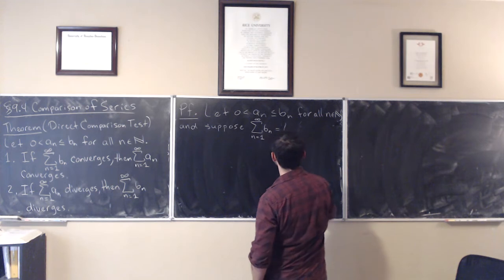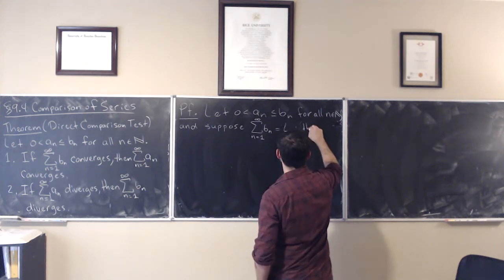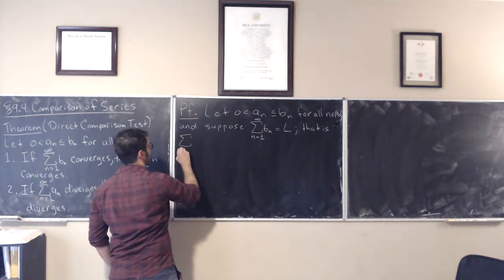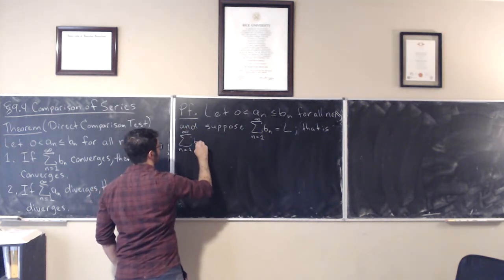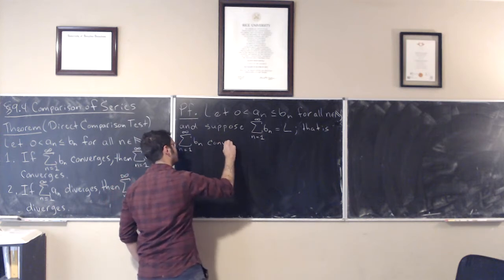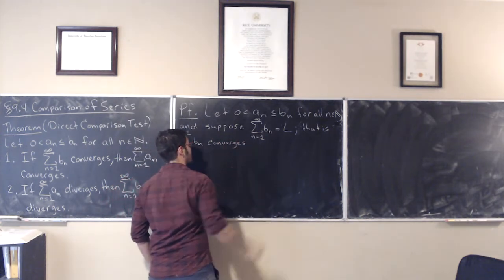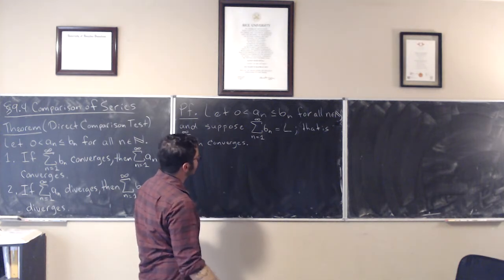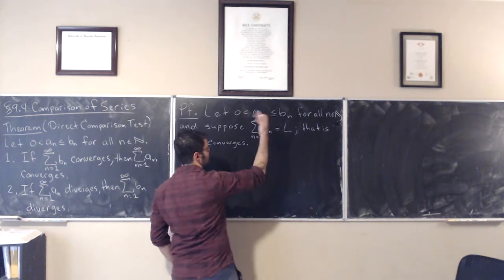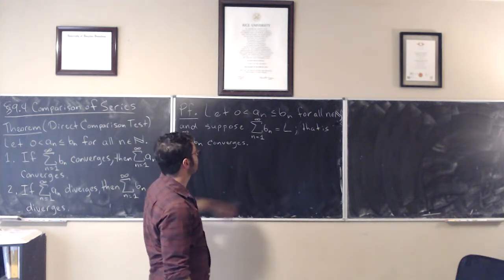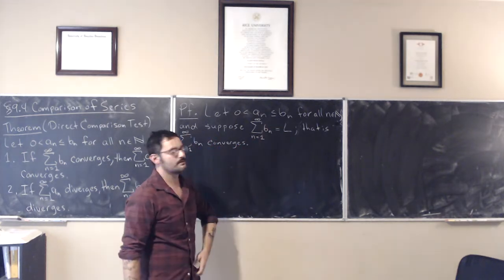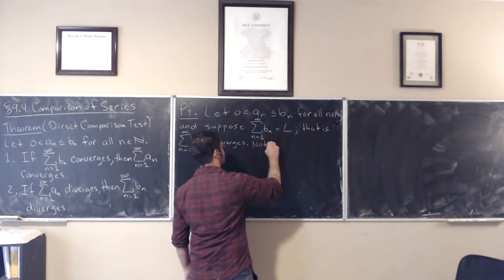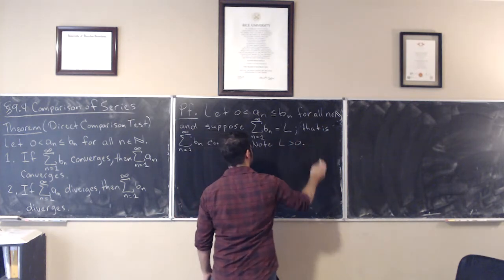to some number L. So with that being said, note that L is going to be some positive number, since each of the terms b_n is strictly greater than 0, and that sum of positive terms must be positive. So I would like to just note that L is greater than 0.